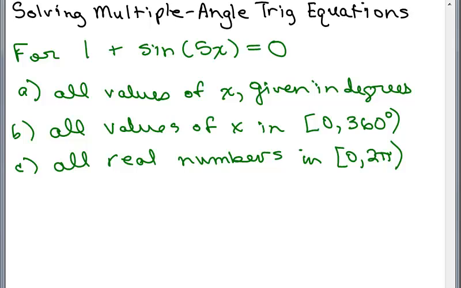We're going to solve this multiple angle trig equation: 1 plus sine of 5x equals 0. The first part will be to find all values of x given in degrees. Second, all values of x in the interval 0 to 360 degrees. And then we'll do it for all real numbers in the interval 0 to 2 pi.